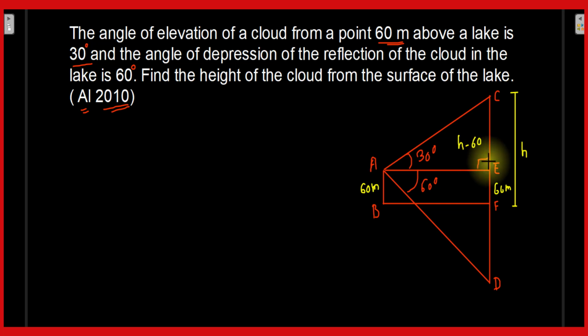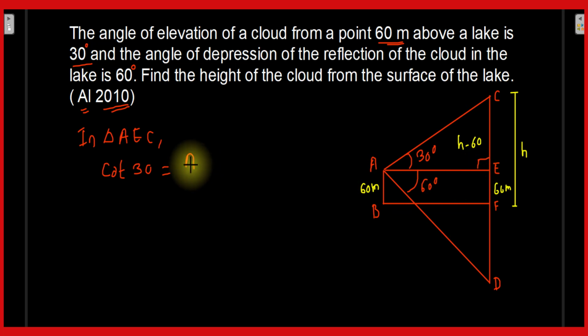This is right angle, 90 degree. So in triangle AEC, we can say that tan 30, or you may take cot 30, no problem. So cot 30 is equal to adjacent upon opposite. Adjacent is AE upon opposite is H minus 60. Now cot 30 is root 3, so root 3 is equal to AE upon H minus 60.